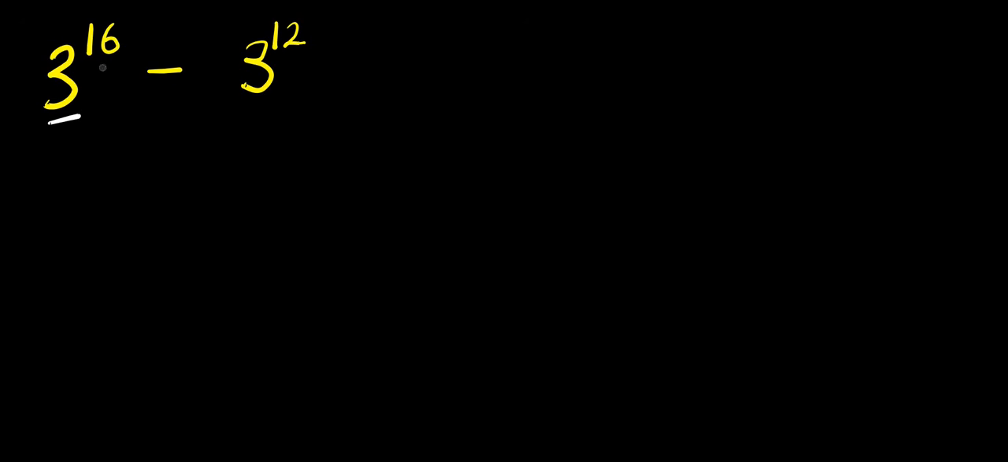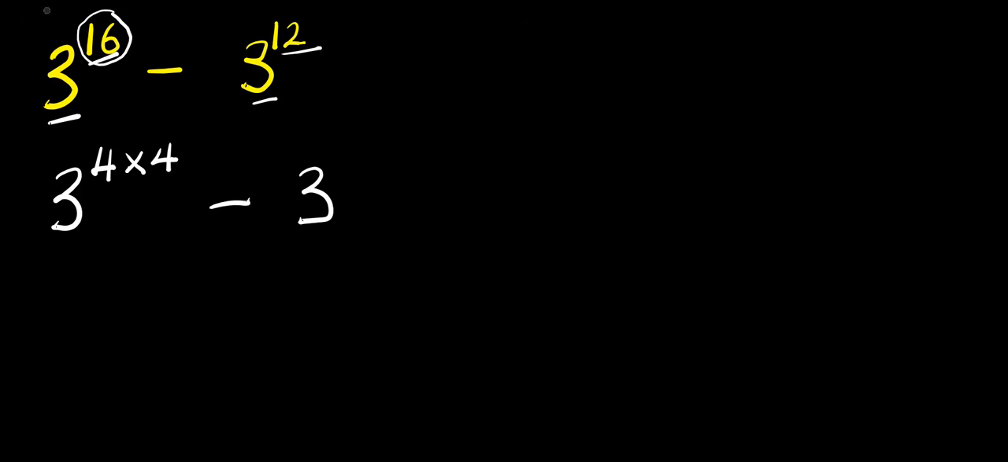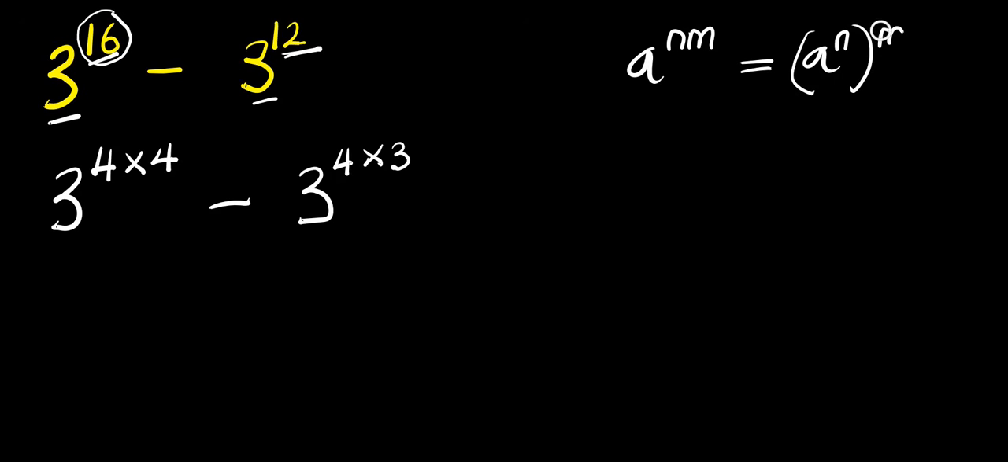This is 3 power 16 minus 3 power 12. Now, I can express this 16 here as the product of 4 times 4. So I have 3 power 4 times 4. So we have minus 3 power, this 12 here, I can express it as 4 times 3. Now remember, if you have a power n times m equals a power n to the power of m.